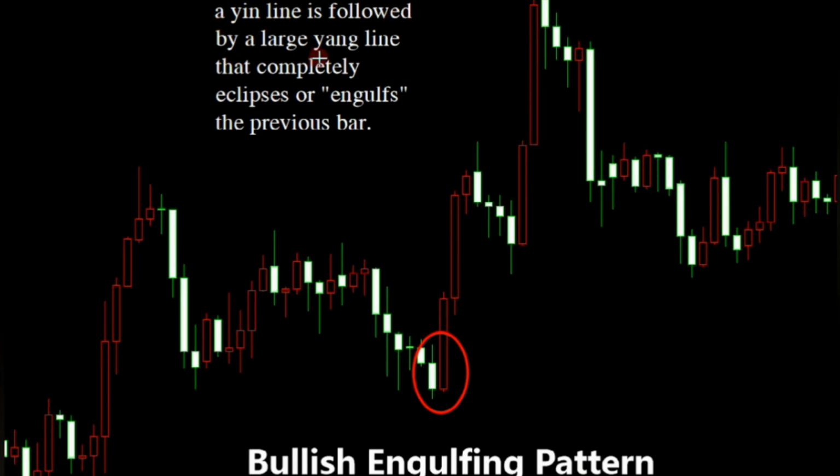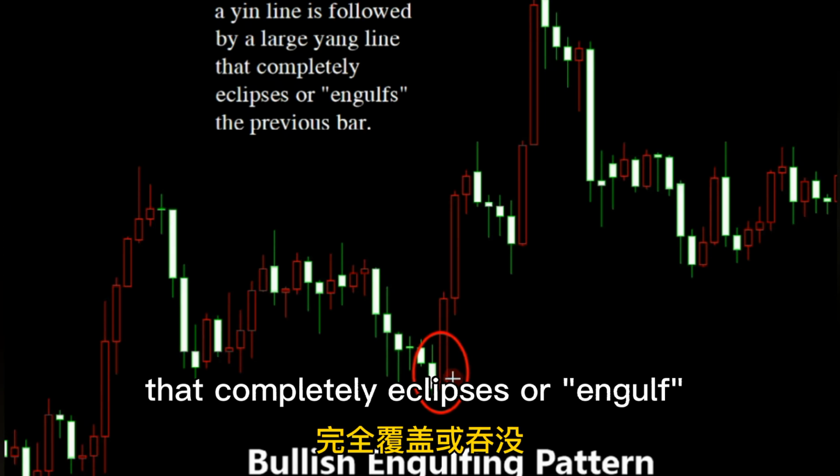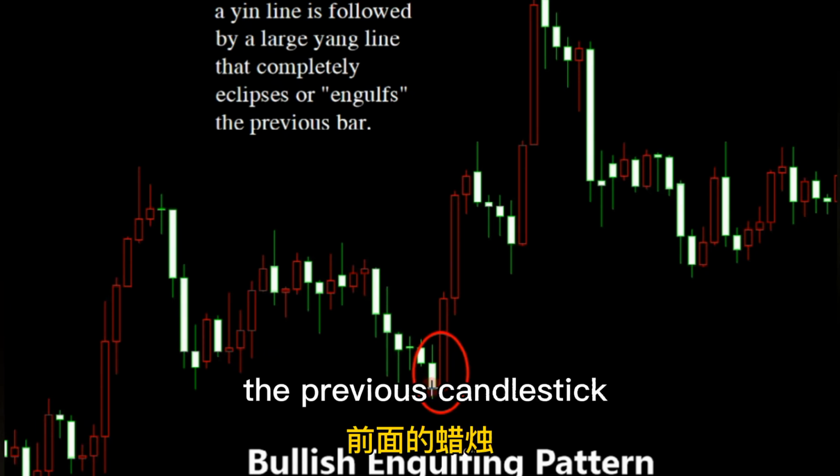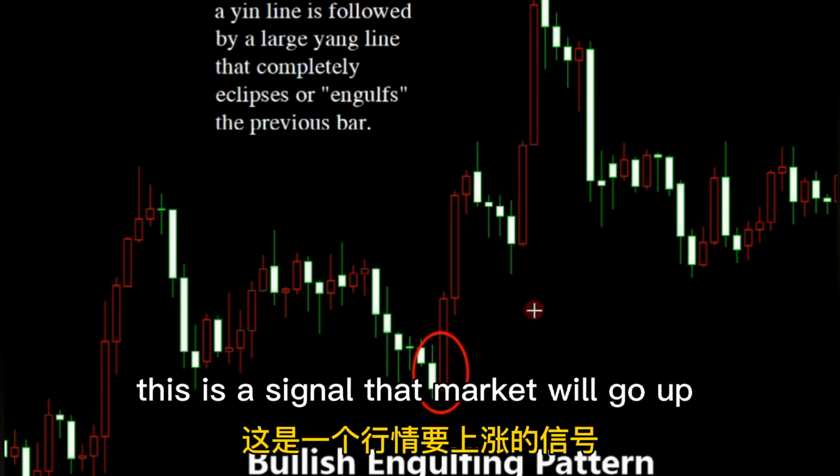A yin line is followed by a large yang line that completely eclipses or engulfs the previous bar. That means this is the signal that the market will go up.